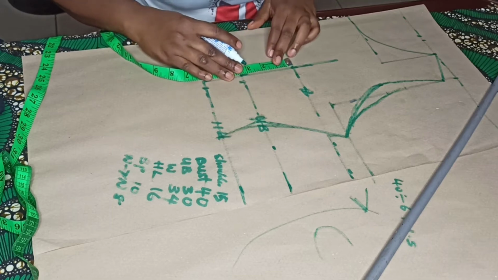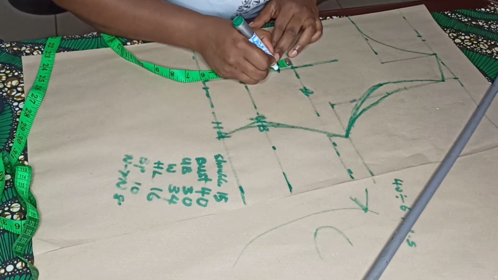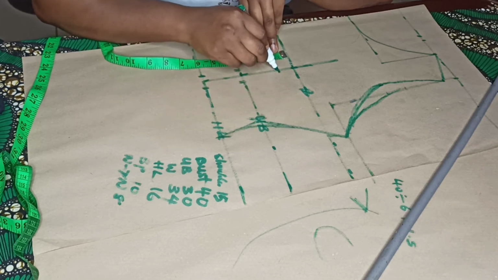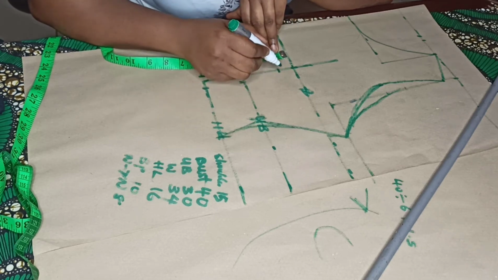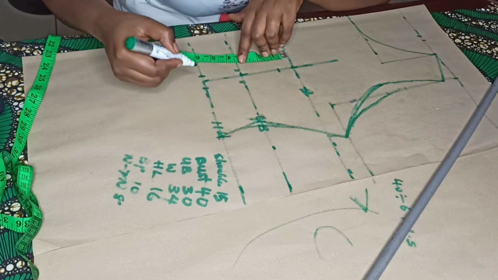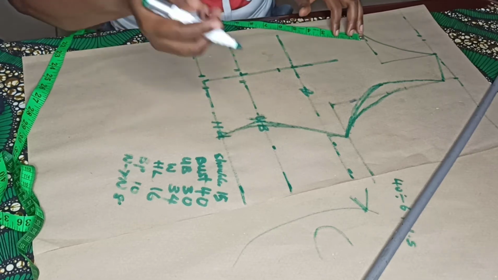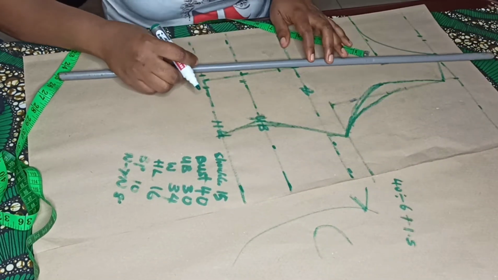So what I usually do, I come down by 1 inch. So this is going to be the point that I'm going to be connecting my 1 inch. Remember, this is 1/2 inch, 1/2 inch, and 1/2 inch is 1 inch. So automatically it's 1 inch that we are taking away.